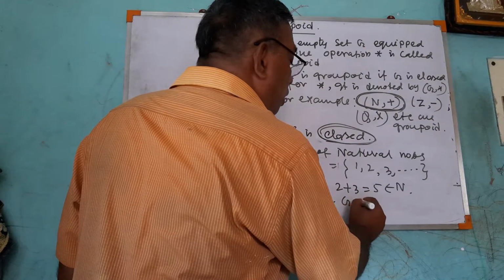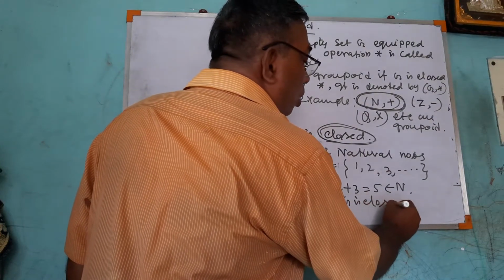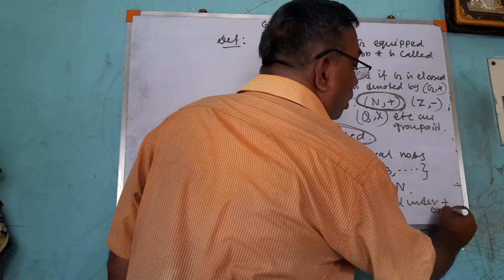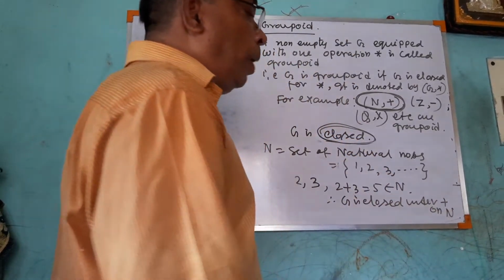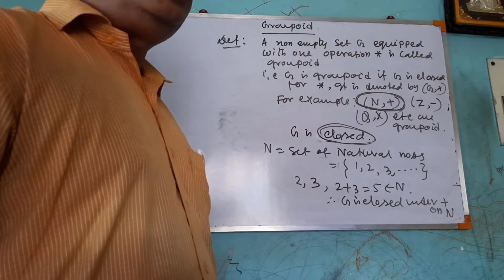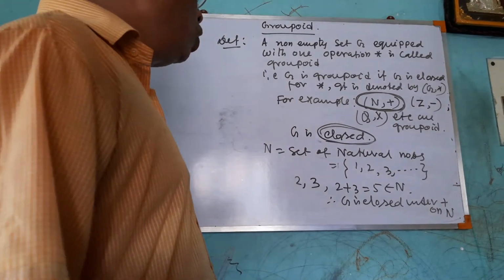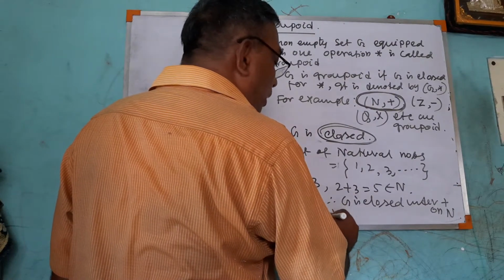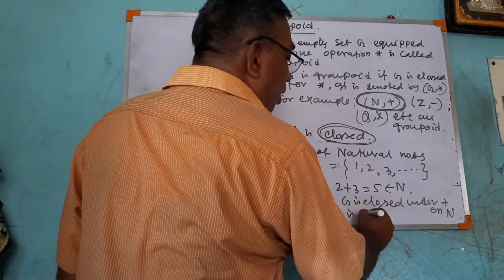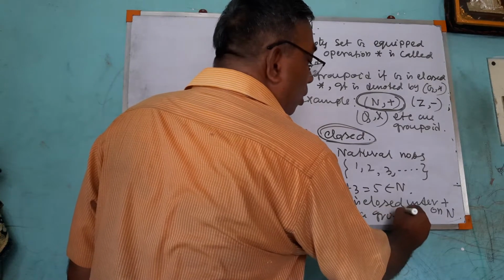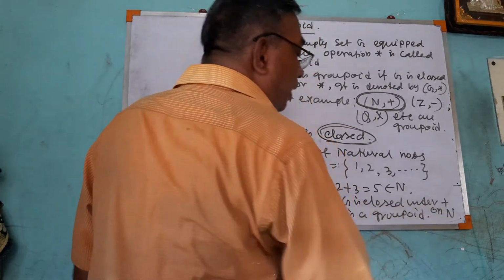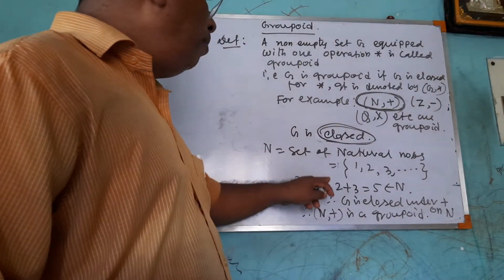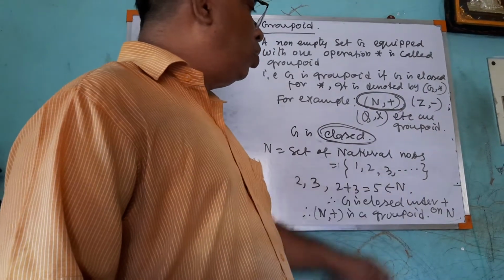Therefore G is closed under plus on the set of natural numbers. So this is N plus, and therefore we can say N plus is a groupoid. Now you can say, sir, you are saying N plus is a groupoid because the set of natural numbers, and the addition of these two belongs to N.